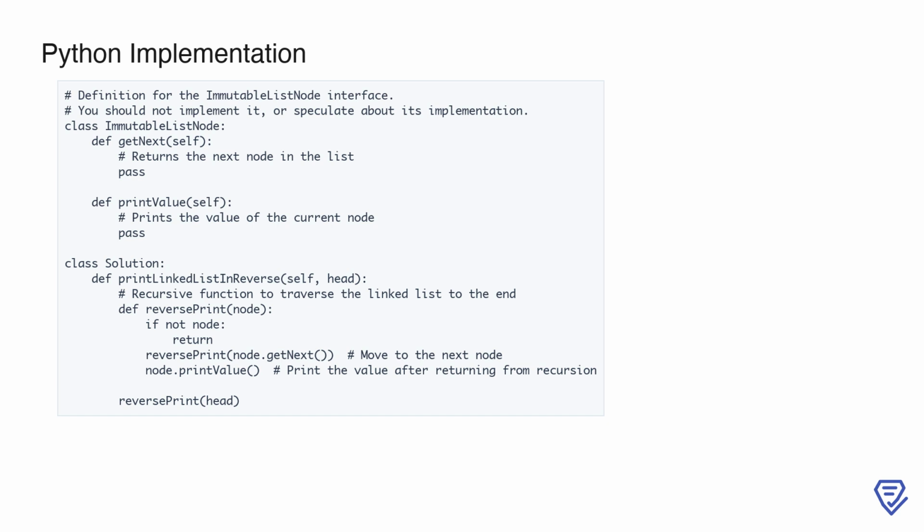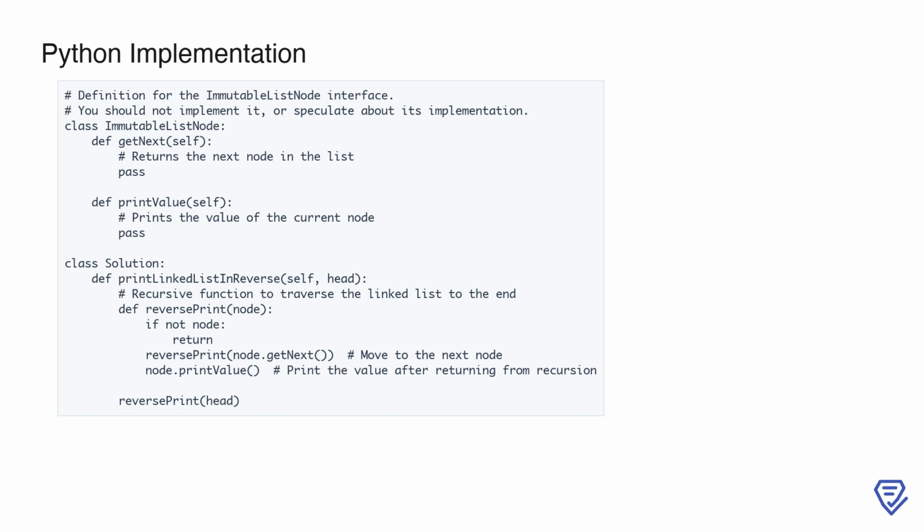We cannot use common techniques like reversing the list in place or converting it to an array. 2. Recursive approach. Recursion is a natural fit for this problem. By deferring the printValue calls until after we have traversed to the end of the list, we effectively print the values in reverse order as the recursion unwinds.